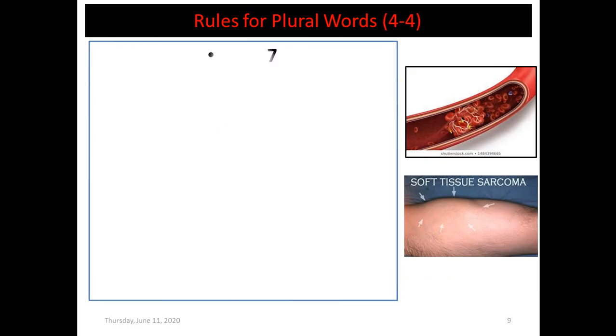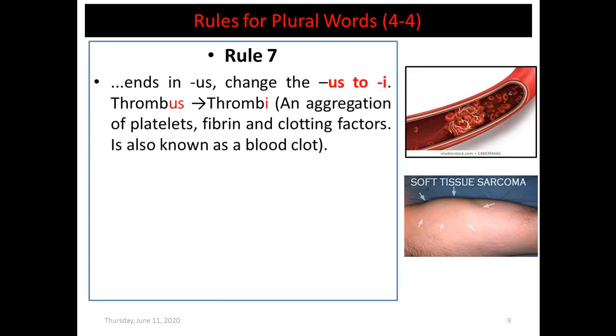And also we have rule number 7. If the word ends with us, change us to i. Like thrombus, it will be thrombi. What do we mean by thrombi? There is aggregation of platelets, fibrin, and clotting factors, known as a blood clot.